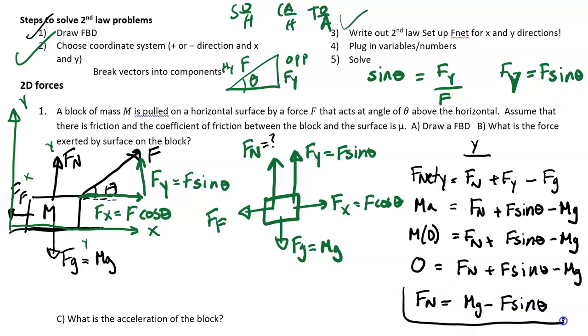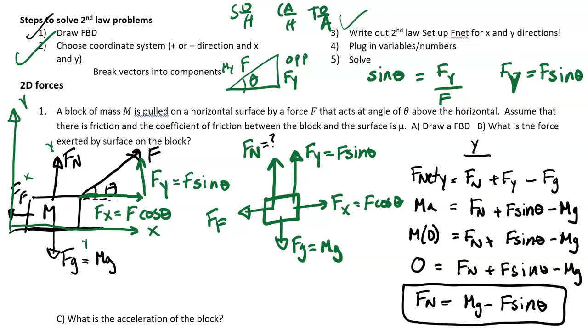Cool. And I want you to think about this. So Fn, that's the force of the surface pushing up. Does that surface have to push up as much if someone is pulling up on the surface? No, it doesn't. So that's why Fn is a little bit less than Fg, just Fg or mg by itself. Cool. Let's go ahead and look at part C.